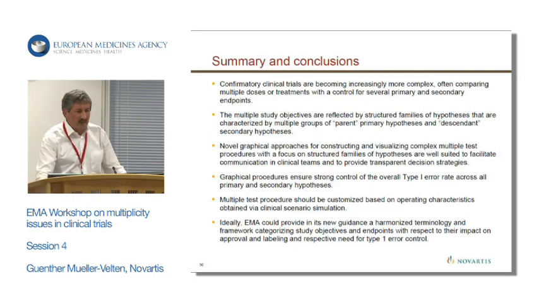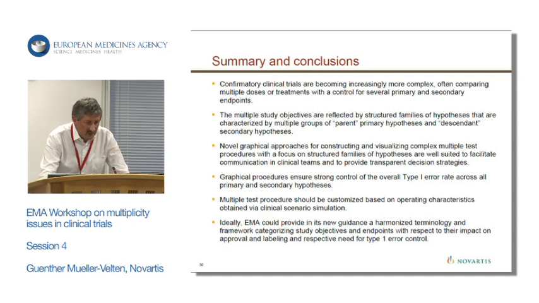So in summary, confirmatory clinical trials are becoming increasingly more complex, often comparing multiple doses or treatments with a control for several primary and secondary endpoints. Multiple study objectives can be reflected by structured families of hypotheses, usually characterized by multiple groups of parent primary hypotheses and descendant secondary hypotheses. And the novel graphical approaches for constructing and visualizing complex multiple test procedures with a focus on structured families of hypotheses are well suited to facilitate the communication in clinical teams and to provide transparent decision strategies. So these procedures ensure strong control of the overall type 1 error rate across all primary and secondary endpoints.